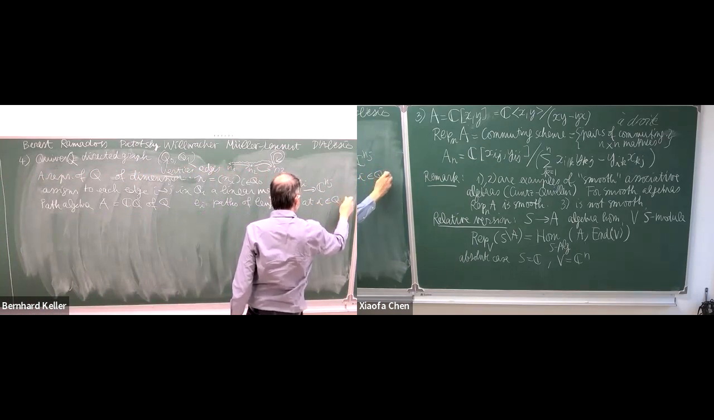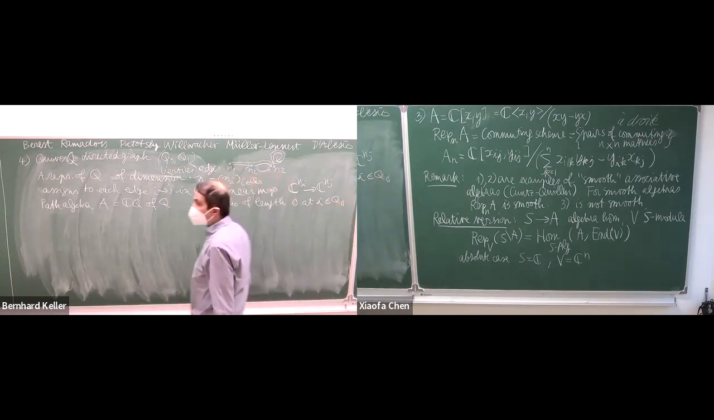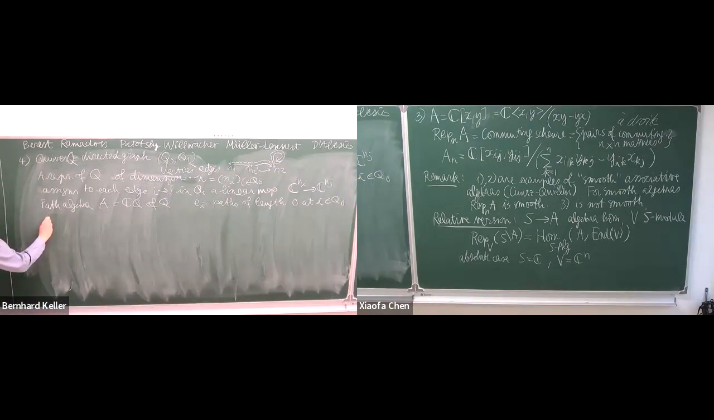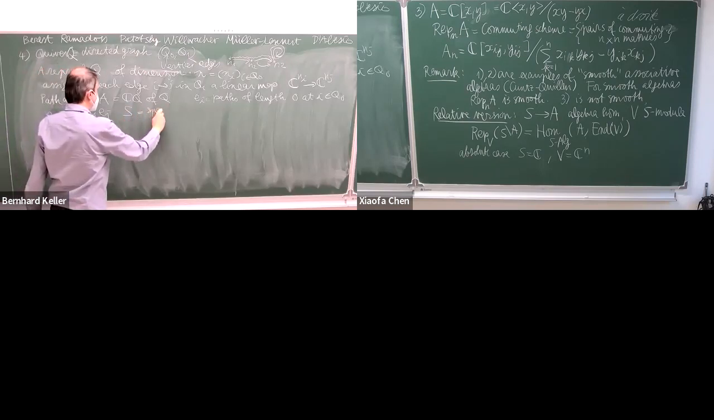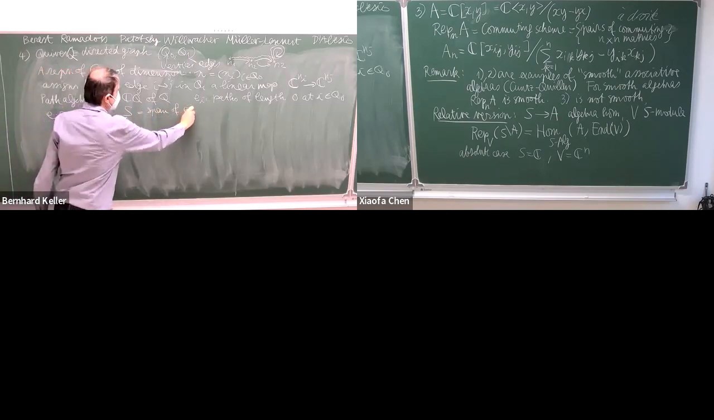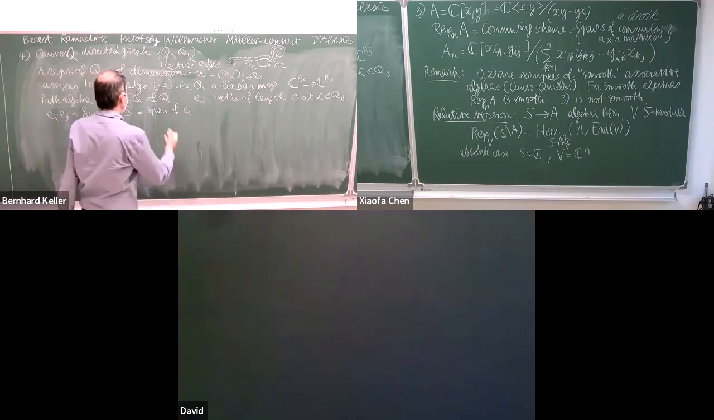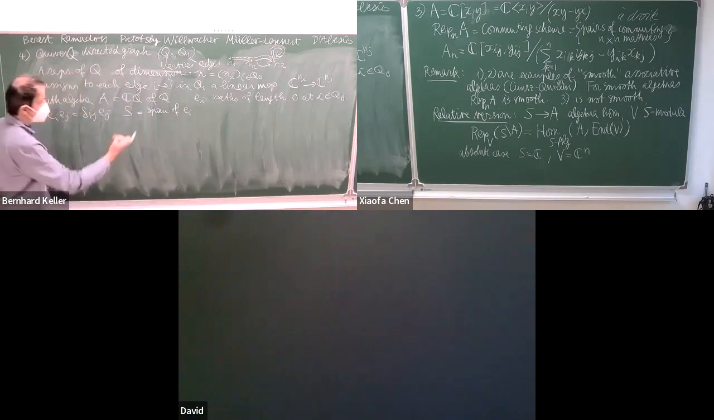And they are orthogonal idempotents, Delta J, 1 or 0. And then you can take S to be the span. Yes, so it is indeed a commutative algebra, but it will not be central. So it's a commutative algebra, and this is the picture.